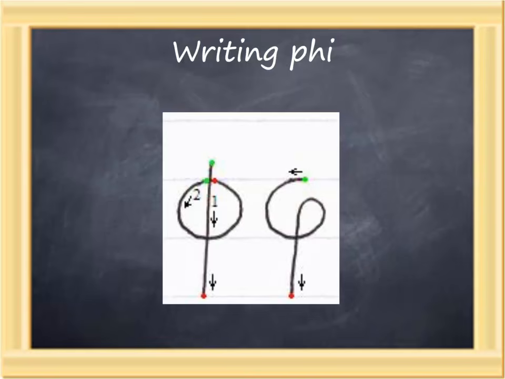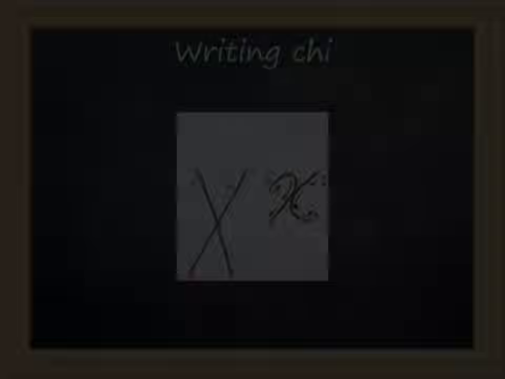The phi gives us the PH sound in Greek. It can be formed by making a circle in the lower half of the registry with a vertical line through it, or one can make a single stroke as on the right. Either form is okay. Practice it a couple of times.